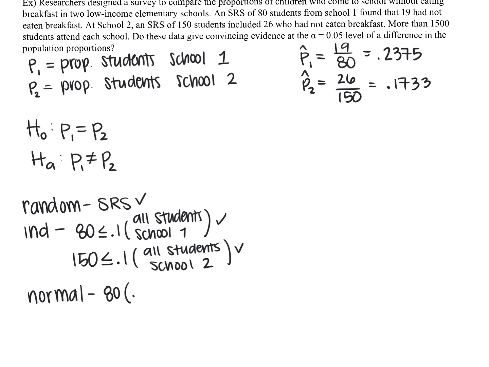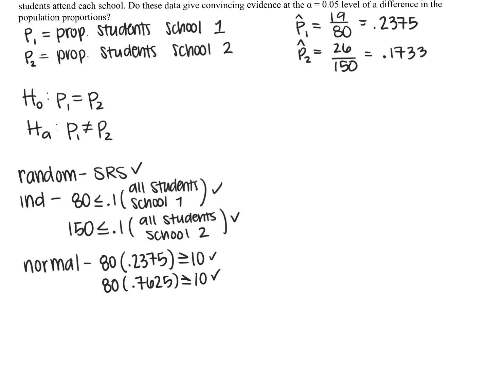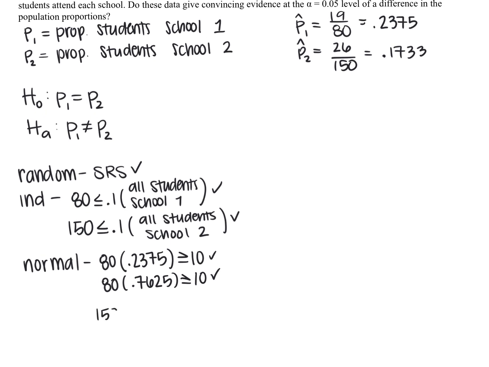So we do 80 times 0.2375 has to be greater than or equal to 10, which it's going to be 19, so we're good there. And then 80 times 0.7625 is greater than or equal to 10. We're good there. Then for our second group, 150 times 0.1733 has to be greater than or equal to 10, and it's 26. And then 150 times 0.8267, which is definitely going to be greater than or equal to 10. So all of our conditions have been met.